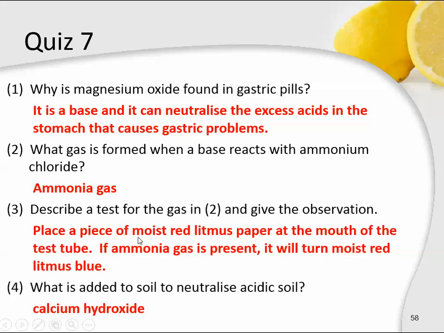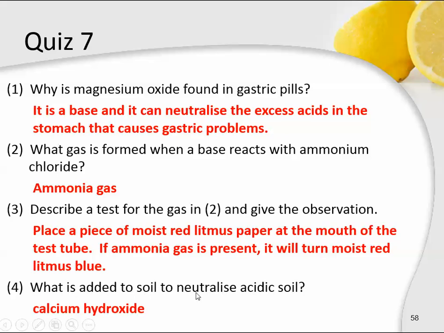Place a piece of moist, remember it must be moist, red litmus paper. Without the moisture, the red litmus paper may not be able to turn color in the presence of ammonia gas unless the gas is moist. But in this case, we moisten the litmus paper so that the gas can dissolve into the moisture and react with the litmus paper. So moist red litmus paper at the mouth of the test tube, if ammonia gas is present, it will turn moist red litmus paper blue. Take note, the only alkaline gas I need to remember is ammonia gas turning red litmus paper blue.